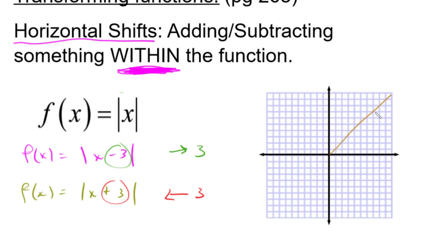you're going to go right 3 for this one. So 1, 2, 3, and all the points move right 3. And then all these points move right 3, and you get this v. And this one moves it left 3. So left 3, left 3, left 3. Just like that. All right?